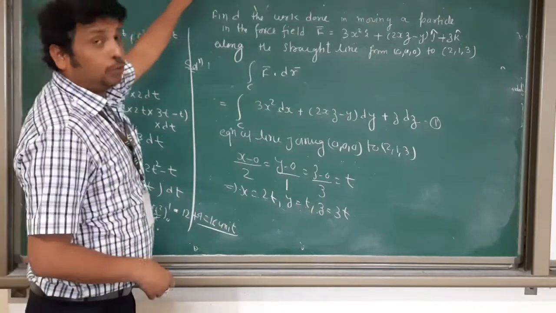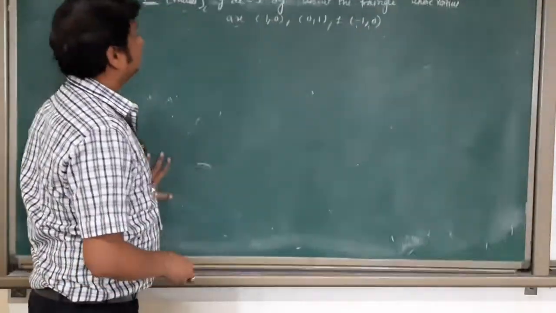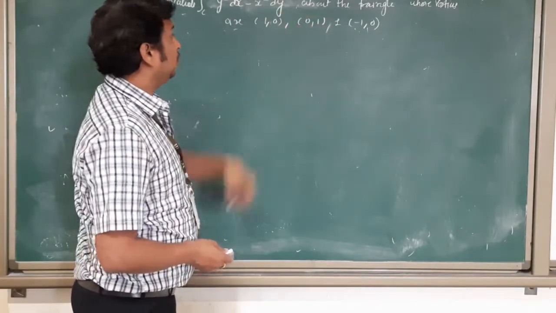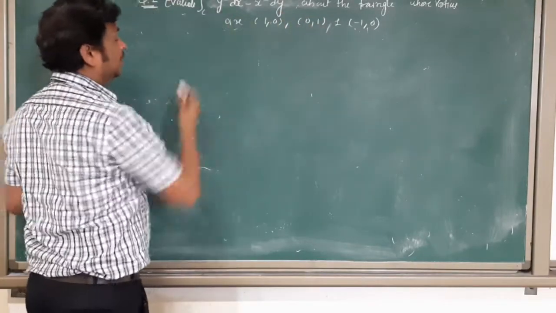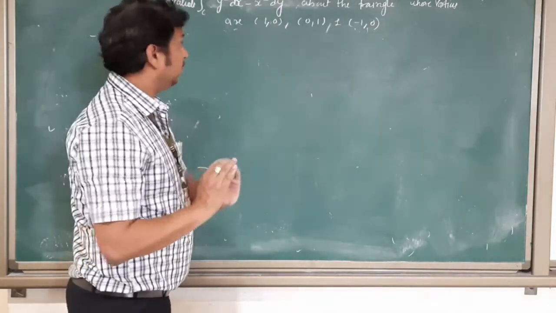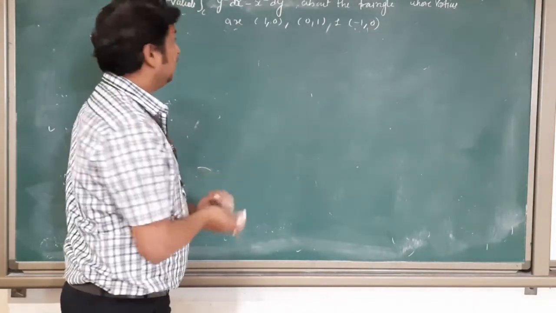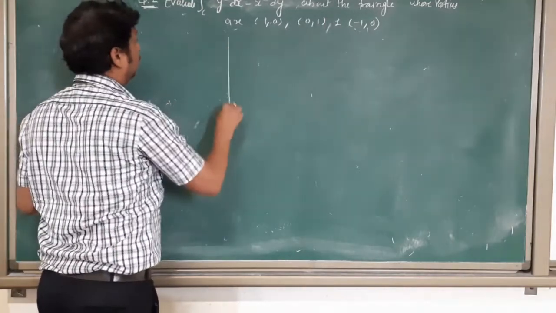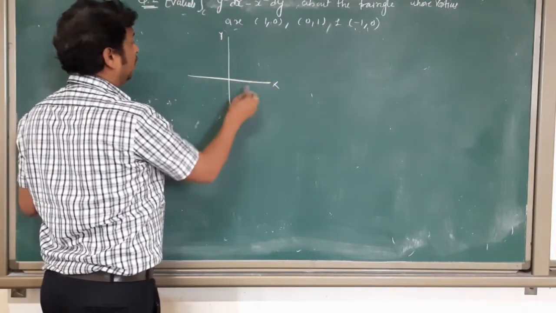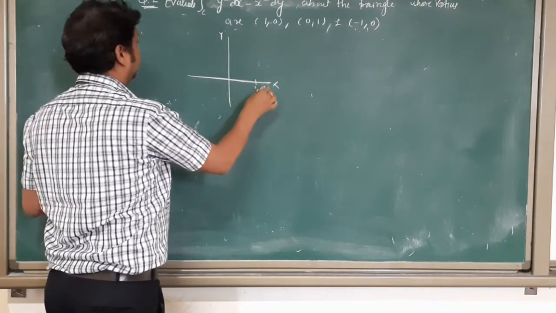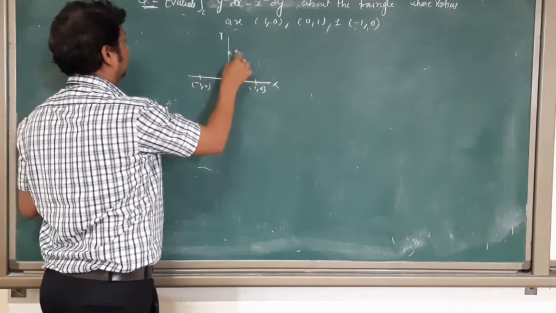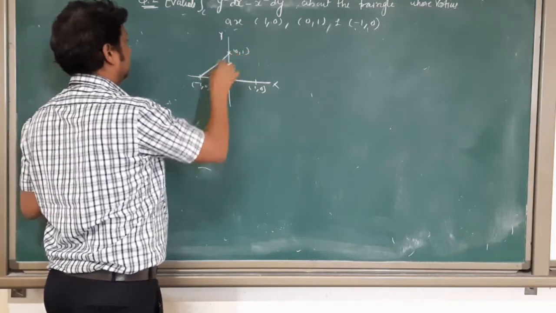Okay? Now I will do the second question. Evaluate this about the triangle whose vertices are given. It is already converted in the form of F dot dr, so the first part is over. We just have to convert it into a single variable. How do we do it? What is the curve given? (1, 0): x value 1, y 0, means this point. (minus 1, 0) means this point. (0, 1) this point. This is the triangle.